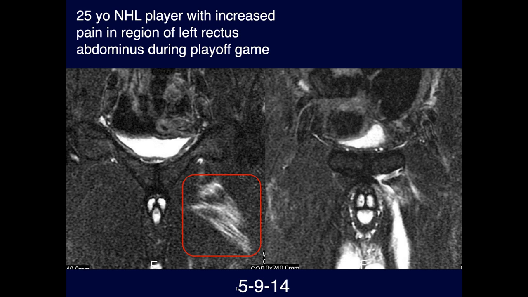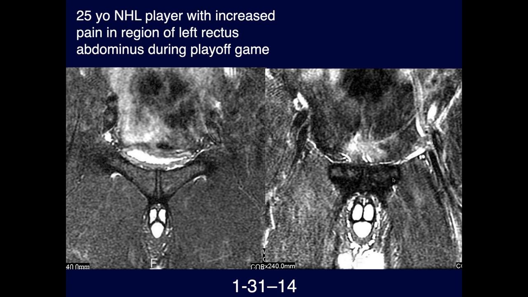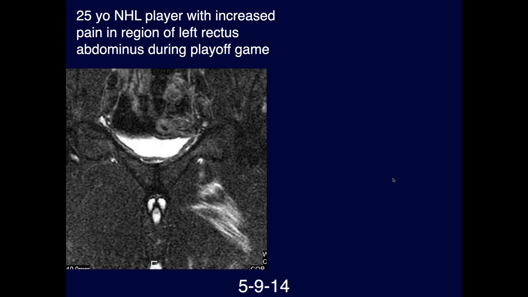So then when we come forward a little bit, we can see there's edema and fluid signal there at the adductor longus attachment to the inferior pubic symphysis. This looks like a near complete avulsion. I can't tell if there's a small ossific fragment on that image, but the rectus abdominis insertion looks intact on the sagittals.